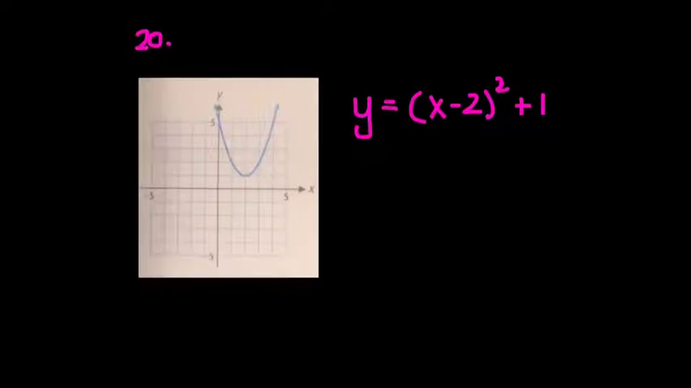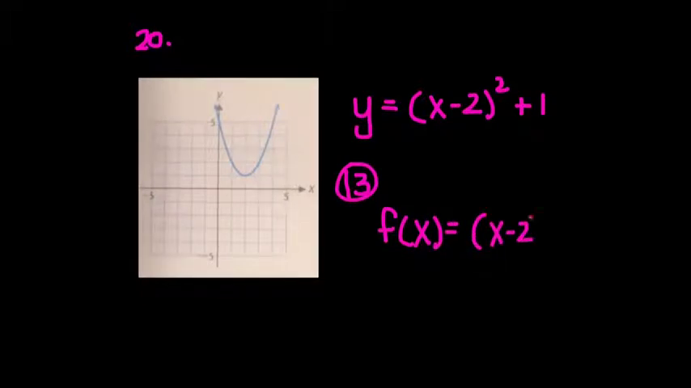If you are looking to match these up in your textbook, this matches up to number 13, which is f of x equals x minus 2 quantity squared plus 1.